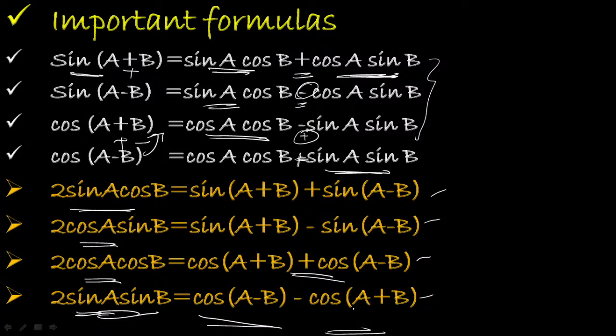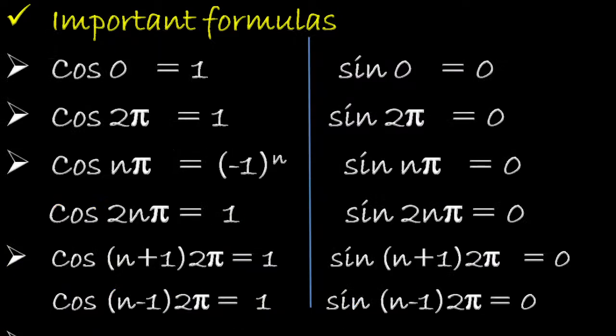So just remember this formula, no need to mug up this formula. You just need to know the basic formulas of sin(a+b), sin(a-b), cos(a+b) and cos(a-b). From that you can write down the values of 2 sin a cos b or 2 cos a sin b, whatever is required in the problem, okay?